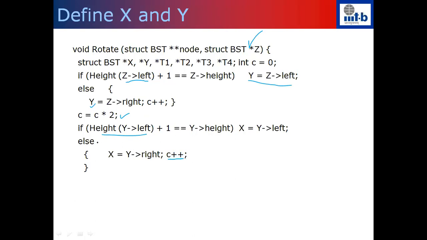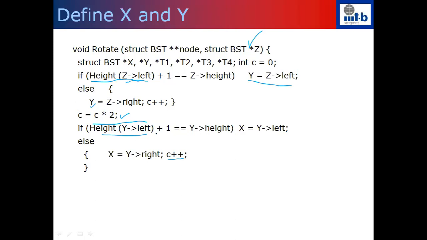So height of x child and height of y, height of z, we don't know whether it has been updated or not. That's why we are calling this function. So here I could have written y left height, right? So y left height plus 1 is equal to y height. So I could have written x is equal to y plus left. So it doesn't matter. The height function will actually compute the y left height. Okay.